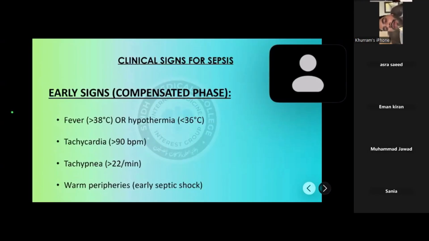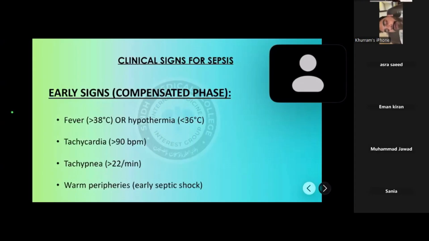And then warm peripheries. If a patient has fever and tachycardia, is not hypothermic and has warm peripheries, you always check the temperature of the peripheries. If they are hypothermic, that is important. And if they have warm peripheries, that is also important because it can be an early sign of septic shock. So we know that these four things are important.